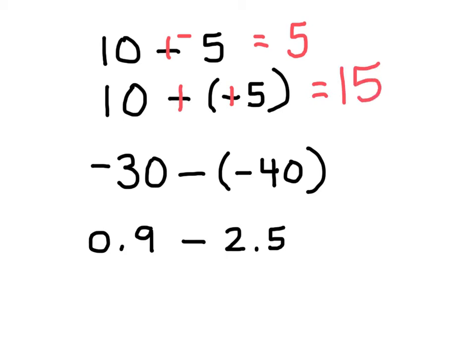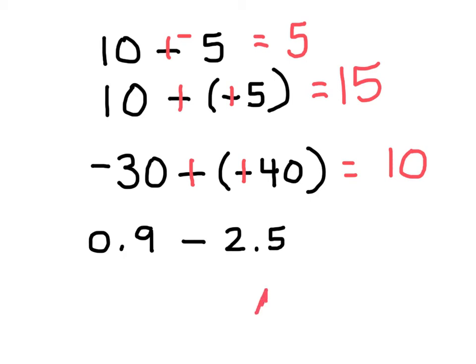The next one, negative 30 subtract negative 40. Again, I'm going to change it to an addition and add the opposite. The opposite of negative 40 is a positive 40. So now I have negative 30 plus 40. Those are different signs, so I'm going to subtract, which gives me 10, and keep the sign of the bigger number, which is the positive 40. So the answer is positive 10.